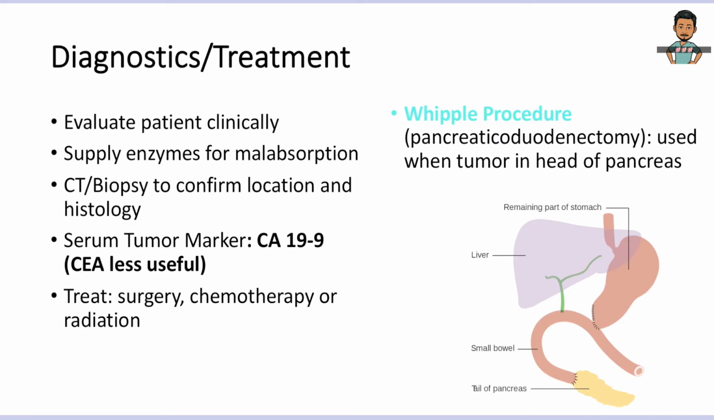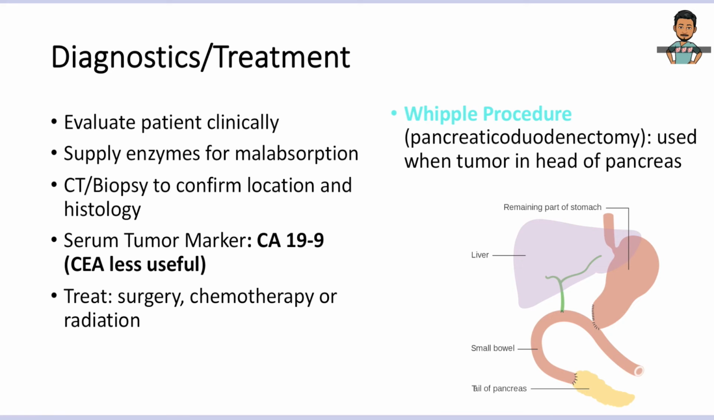Diagnostics and treatment. The first step would be to evaluate the patient clinically. You have to listen to what they're complaining about. If they tell you about weight loss, if they're having fatty stools, diarrhea, if you can figure out one of the vitamin deficiencies, A, D, E, and K are fat-soluble vitamins, and you need pancreatic enzymes to absorb them. So that can be the initial presentation. From there, usually you have to do a CT, and you have to confirm with the biopsy to confirm the location and histology. The serum tumor marker CA19-9 is useful because it's elevated in pancreatic adenocarcinomas. CEA can also be elevated, but it's less useful than CA19-9, and this is also often tested as well.